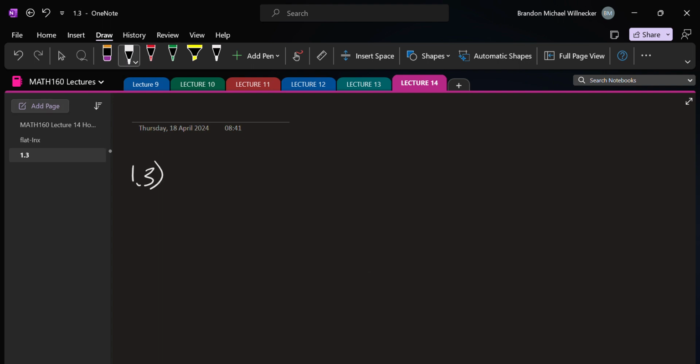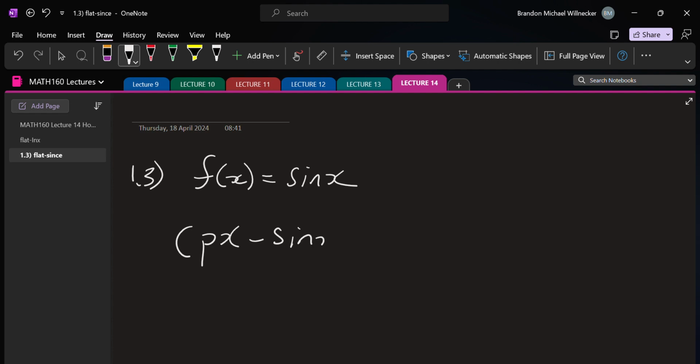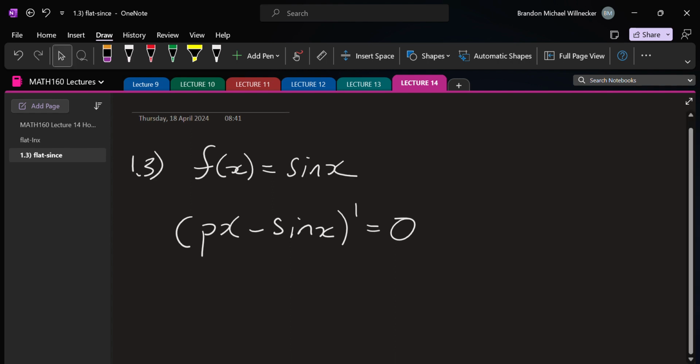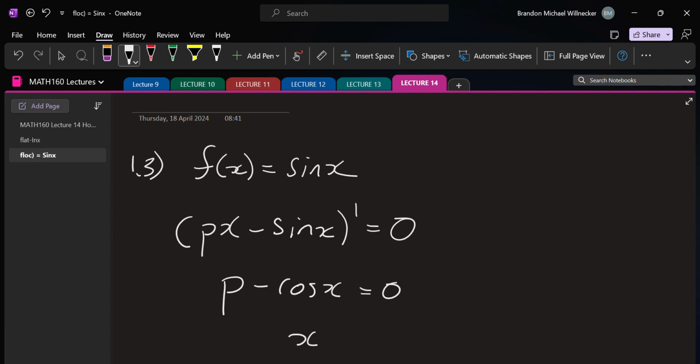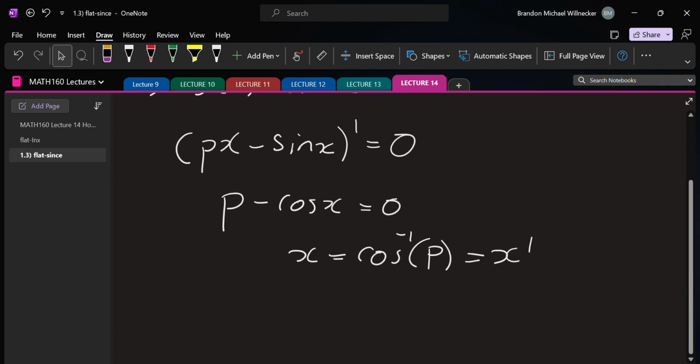And then 1.3. Okay, f of x is equal to sine x. So this is going to be px minus sine x prime is equal to 0. From this, we get our x prime that we need. So this is going to be p minus cos x is equal to 0. So x is going to be cos inverse of p. And again, that is our x prime that we need.